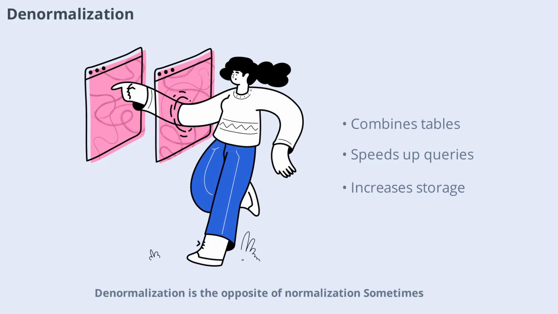Denormalization is the opposite of normalization. Sometimes you combine tables or duplicate data to improve performance, especially for reporting. While it can speed up queries, it may increase storage and maintenance needs. Use denormalization carefully, balancing speed and data integrity.